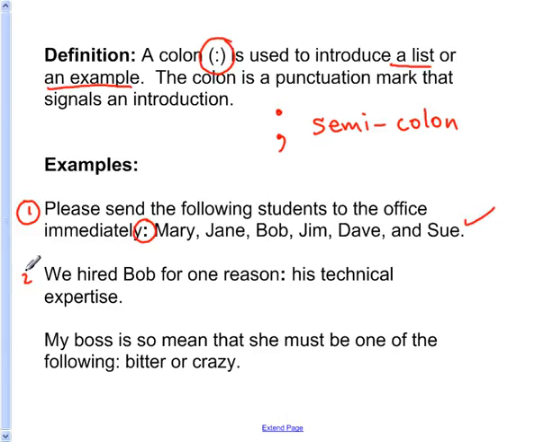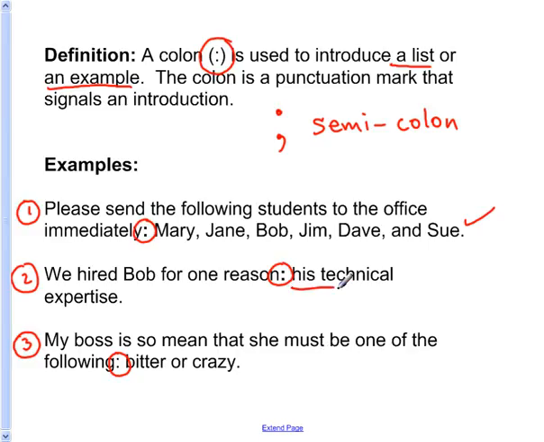The second and third examples have a colon introducing an example. Number 2, we hired Bob for one reason: his technical expertise. And number 3, my boss is so mean that she must be one of the following: bitter or crazy.